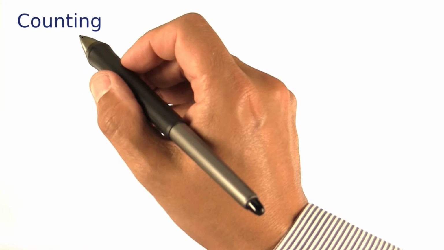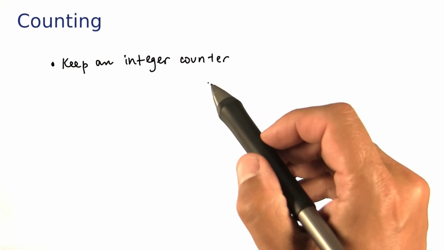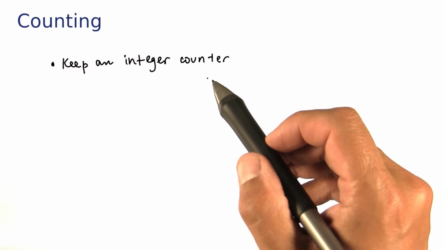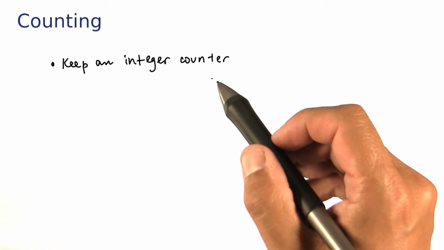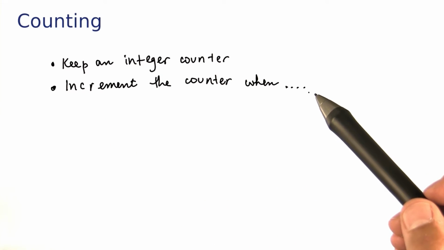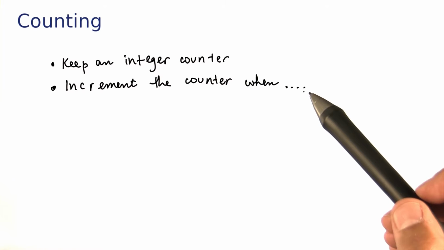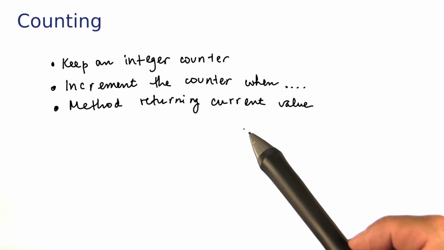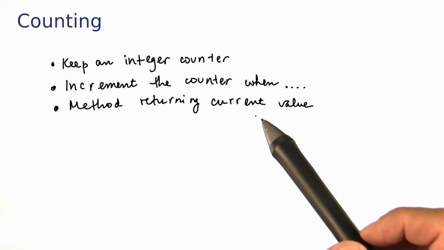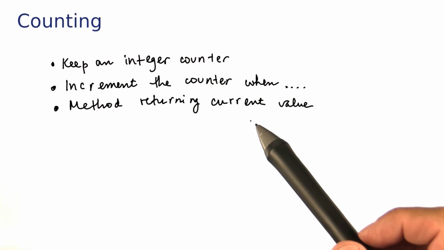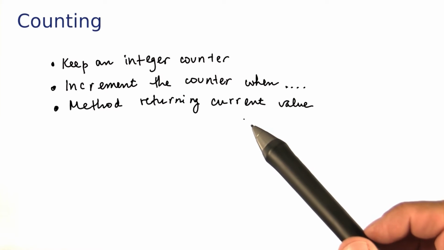We'll start with the pattern of a counter. That pattern teaches us to make an integer variable that counts whatever it is that we want to count. You want to have another method that increments the counter when whatever interesting event happens that you're counting. And you'll usually want a method that returns the current counter value so that the user of the class can get at it. Okay, that's all really abstract, so let's look at a concrete example.